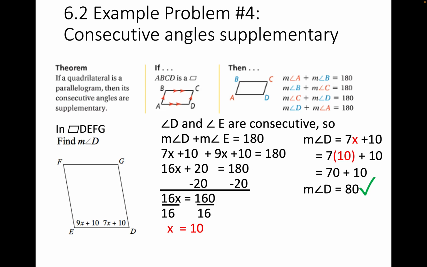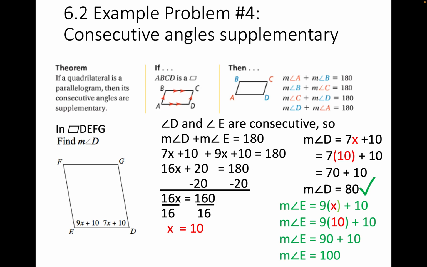And to check it, I know that the measure of angle D plus the measure of angle E equals 180, so the measure of angle E is 9x plus 10, that's 9 tens plus 10, that's 90 plus 10, that's 100. And 100 plus 80, of course, is 180, so I know I did this correctly. The measure of angle D is indeed 80 degrees.